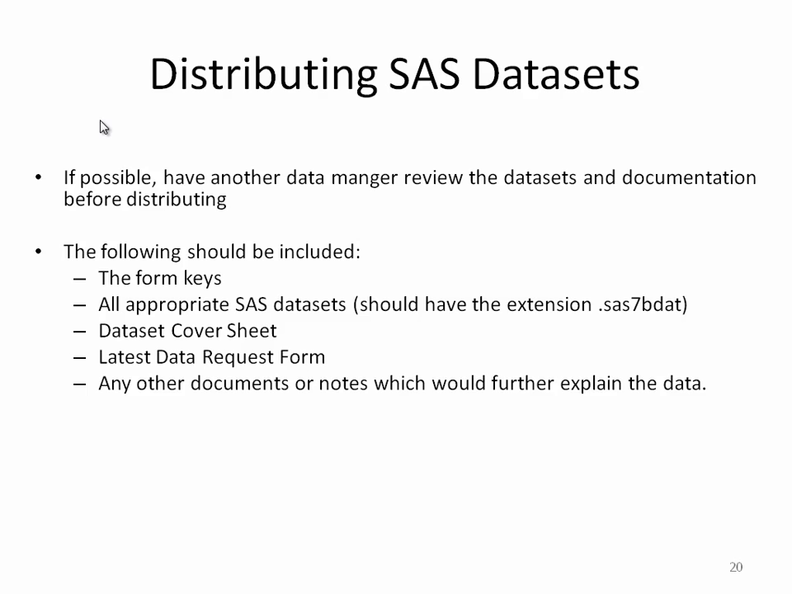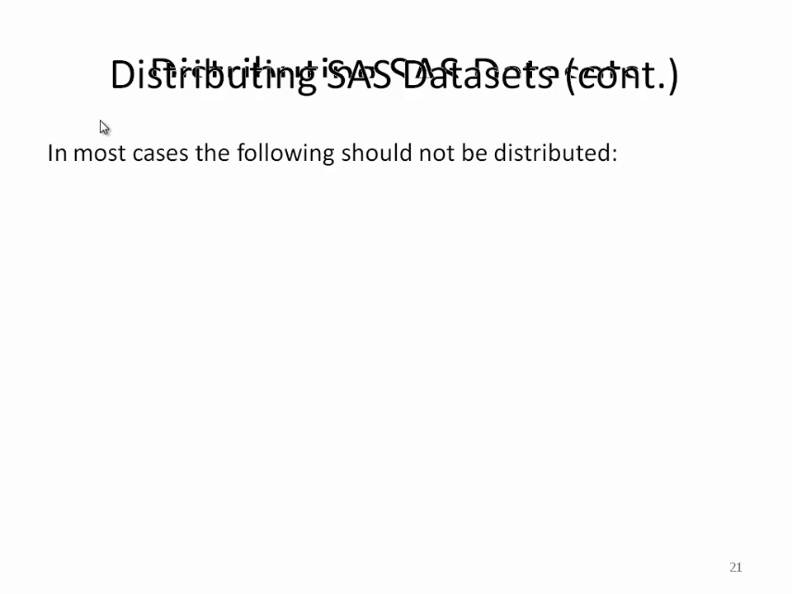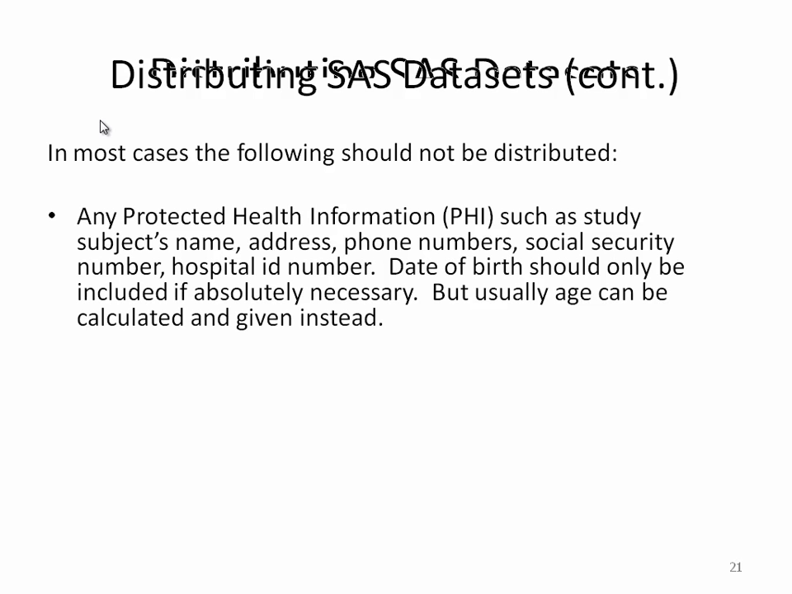In most cases, the following should not be distributed. You do not want to distribute any protected health information. And these include things like the subject's name and address and phone numbers, social security numbers, national ID numbers. The statisticians do not need this information to analyze the data. I mean, they may need GPS coordinates for some sub-studies, but you need to be real careful about distributing those. And even things like date of birth may not be necessary.